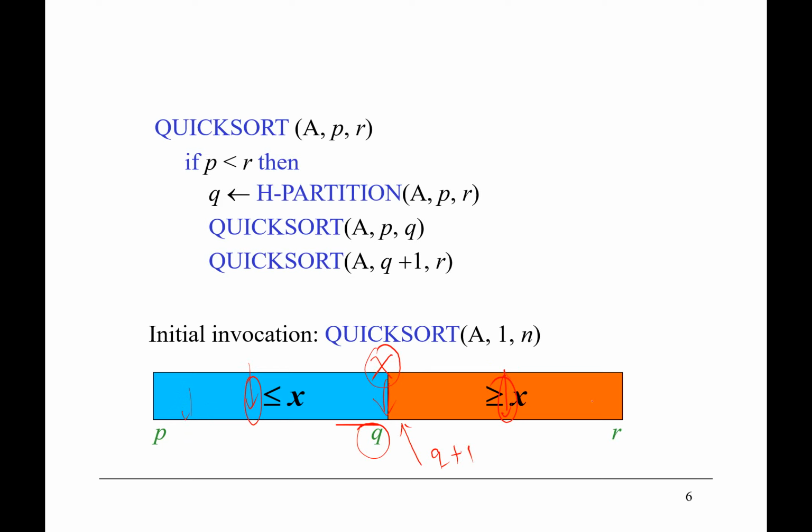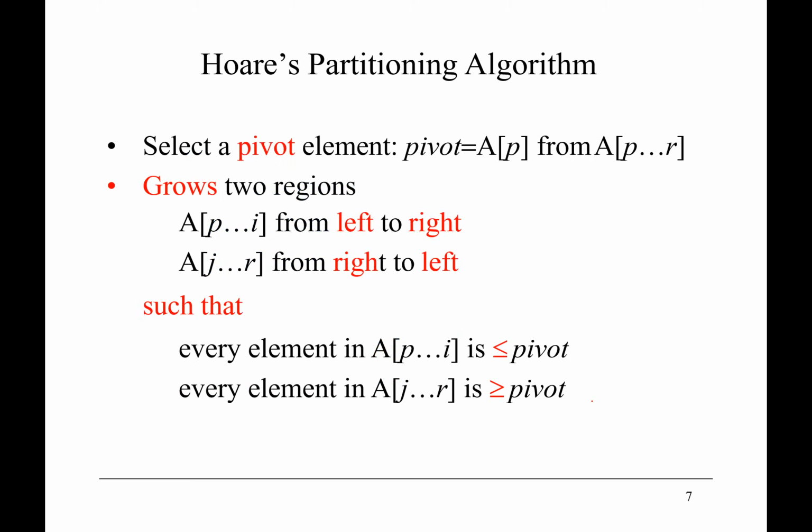Use this way to solve the problem. Now let's take a look. In Hoare's partition algorithm, we select a pivot element, and we initialize the pivot to be the element in the beginning of the array, and we grow two regions: one from P to I, from the left to the right, and another from J to R, from right to the left.